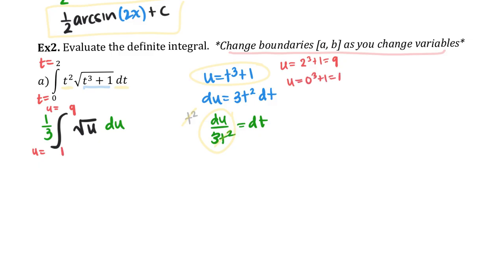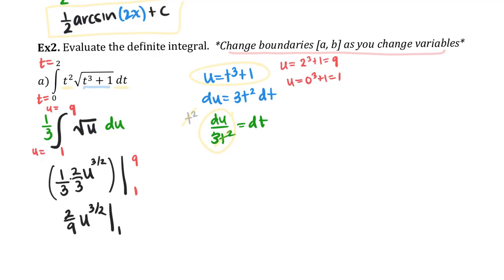So this is the integral from 1 to 9 of 1/3 square root of u du. You have to change the boundaries or it's no longer true. This is equivalent to this, but if you don't change the numbers, it's not. Okay, let me take the antiderivative. What is that? U to the 3/2 times 2/3. I don't need to put plus c because this is going to go from 1 to 9. Okay, let me simplify this a little bit. This is 2/9 u to the 3/2 from 1 to 9.